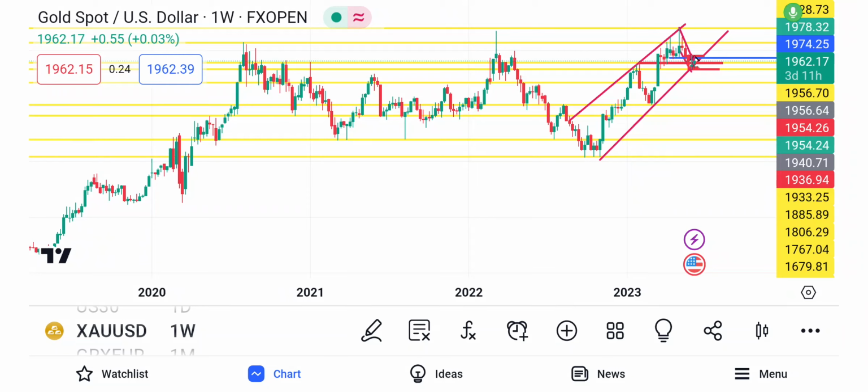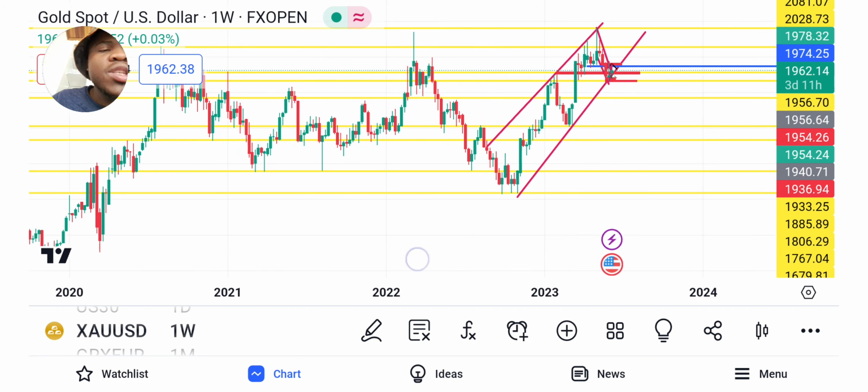Day, guys. So this is gold analysis. Okay, what I'm seeing, I'm sorry guys, I'm actually analyzing using a mobile phone. Hopefully, you guys are able to look at the market clearly.